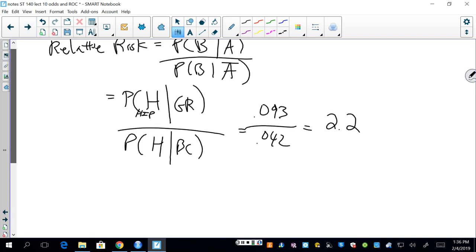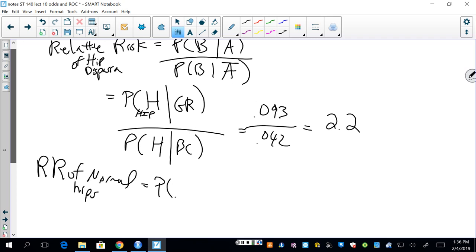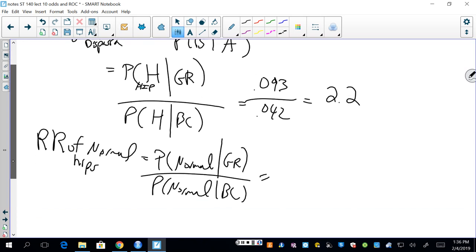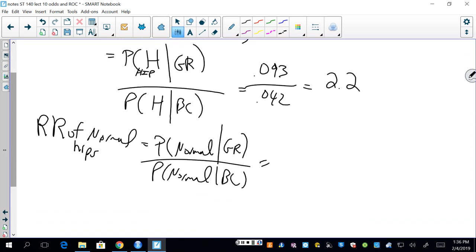Relative risk of the hip dysplasia. The relative risk of normal hips, you could do that for these dogs. It would be the probability of having normal hips among the golden retrievers over the probability of normal hips given the border collies. And so if you computed that one, you're going to do the separate calculations for the probability in both groups. It's just 1 minus what we had before.